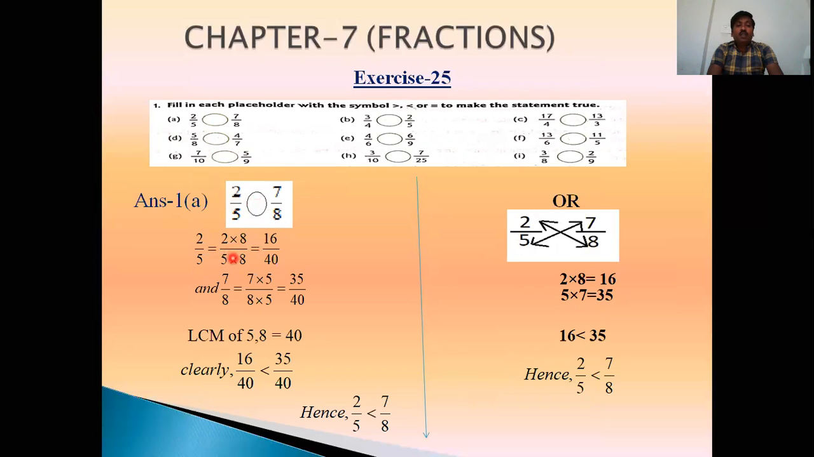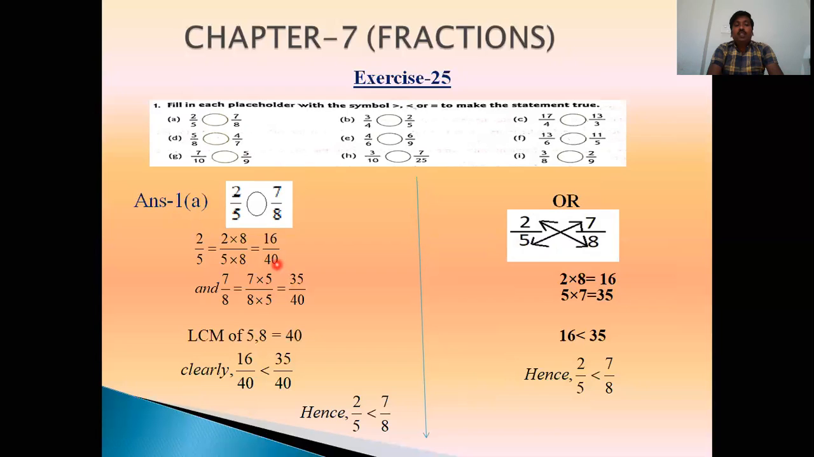equivalent fractions. When we take the LCM of 5 and 8, we get 40. When we divide 40 by 5, we get 8, and multiplying 2 by 8, we get 16 by 40. Now here is the 8. 40 divided by 8, we get 5. And we multiply 7 into 5, 8 into 5, we get 35 by 40.